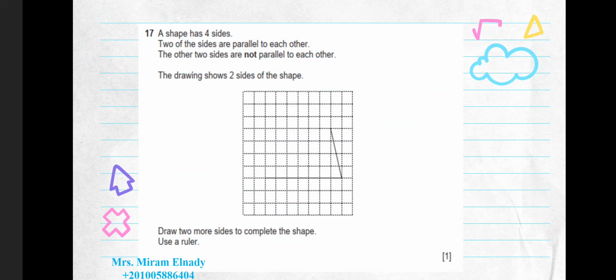A shape of 4 sides. 2 of the sides are parallel to each other. 2 of the sides, not 2 pairs of parallel sides, no. 2 sides are parallel. The other 2 sides are not parallel. This means we have 1 pair of parallel sides. We said this several times. When you see the words 1 pair of parallel sides, this means you are going to draw a trapezoid.